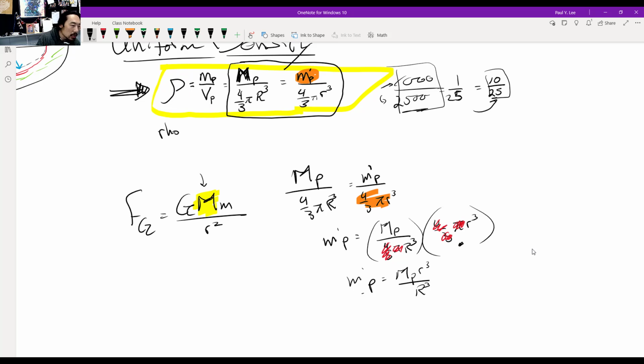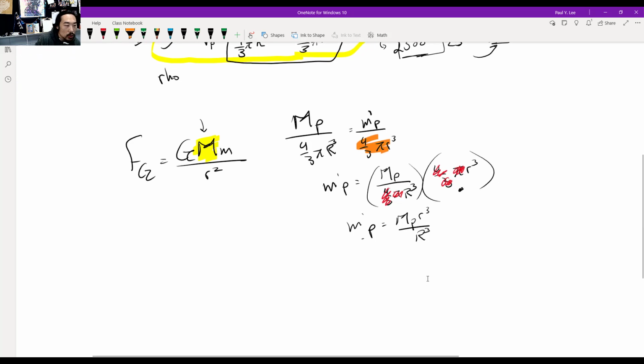So this is a function. The idea of the function is that the mass of the planet is dependent on how far you are into the planet, or where you are according to the planet. I'm going to put all my constants over here, and this r cubed is my variable. So this is my relationship. If I plug this function into my formula, we get the following.